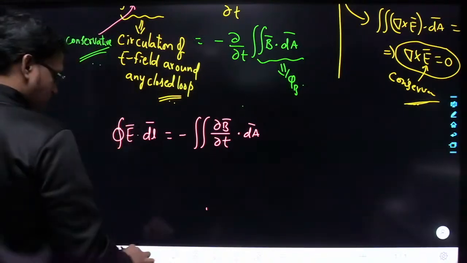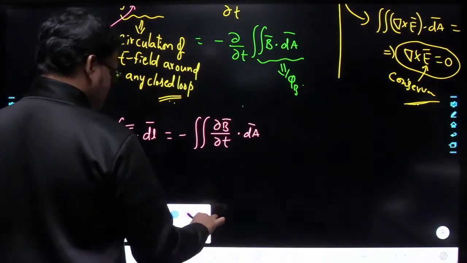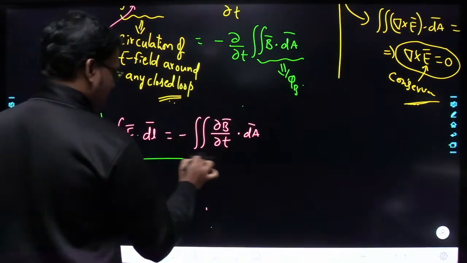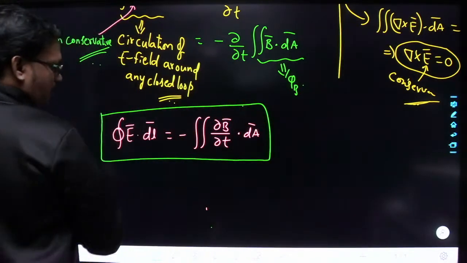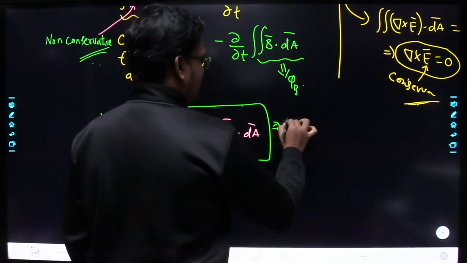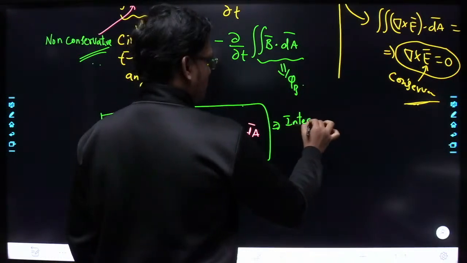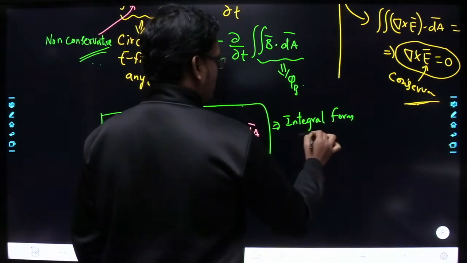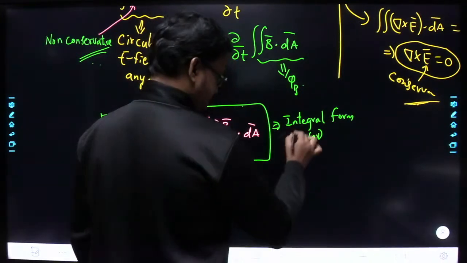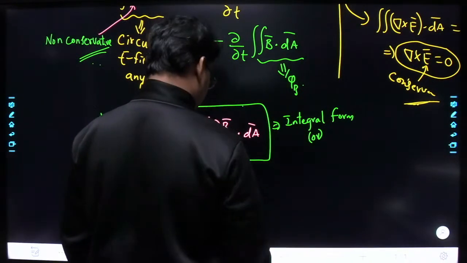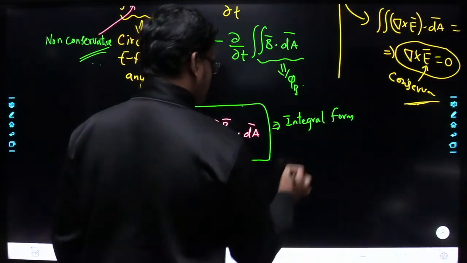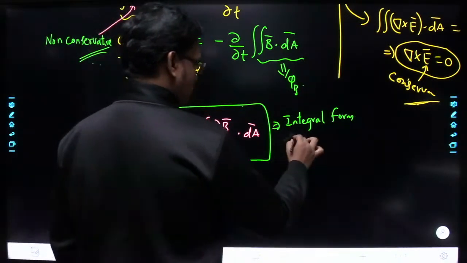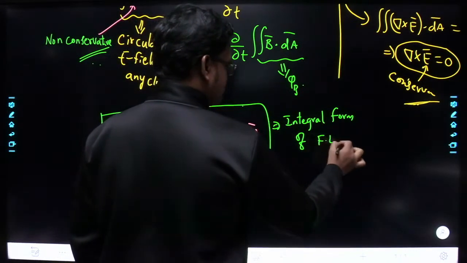I have already explained the reason for all these things. So this we call the integral form. We call it the integral form of Faraday's law.